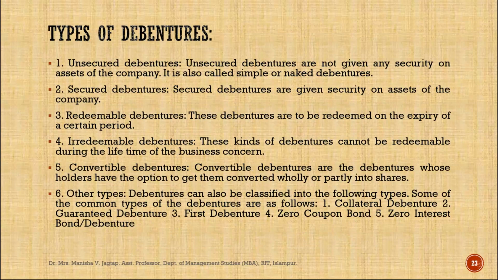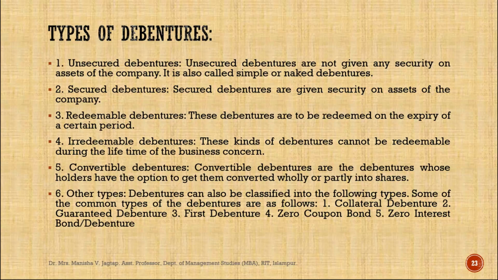A firm can issue various types of debentures as per their need and requirement. First is unsecured debenture, second is secured debenture, third redeemable debenture, fourth irredeemable debenture, fifth convertible debenture, and sixth, other types are also there through which the company issues debentures. So let us see one by one.